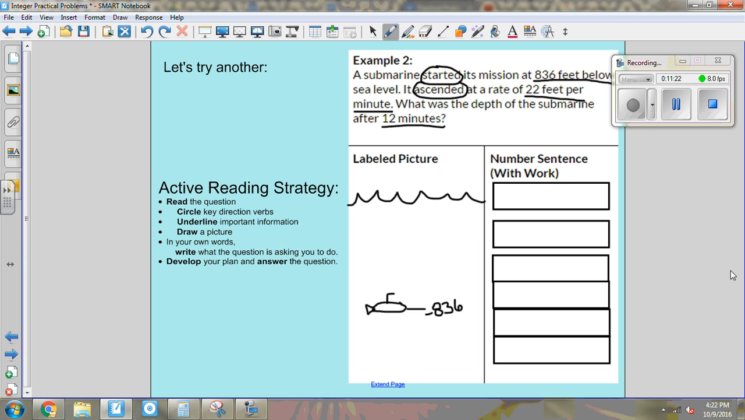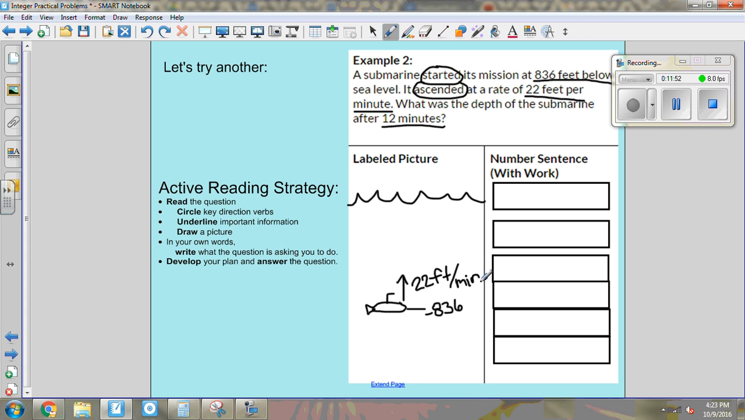Now it looks like it's ascending. Remember, ascending is a verb that gives us a clue that it's going up. So I know that it's going up 22 feet. And I'm labeling this in my drawing. 22 feet per, I'm going to use my division sign because I know that I can use that for the word per, minute.